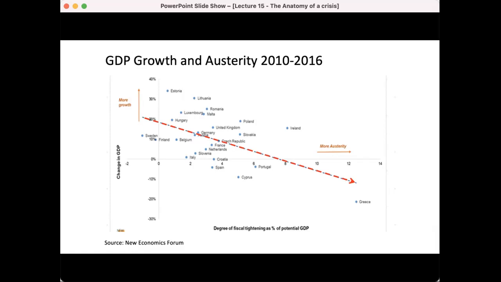But this analysis from the New Economic Forum, done in 2016, shows that where there has been a degree of fiscal tightening, which is the bottom axis, as a percentage of potential GDP, in other words, the more austerity, that actually has decreased the growth within the economy itself. As you can see, the bottom one there is Greece, and then below that is Portugal, Cyprus, and Spain. All of those are economies that were forced to undertake austerity measures.